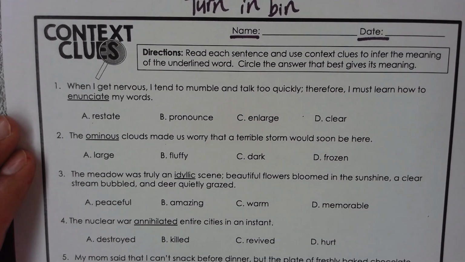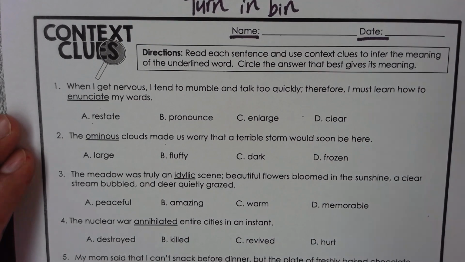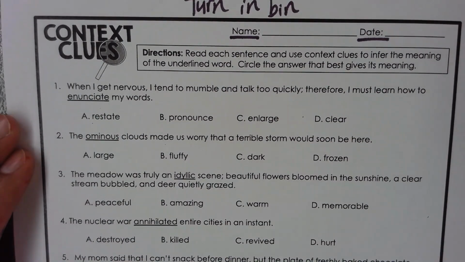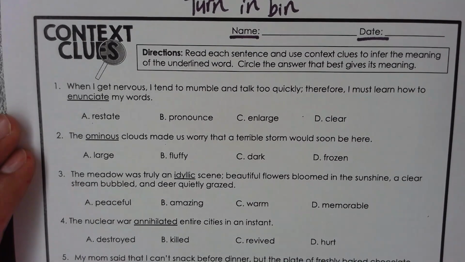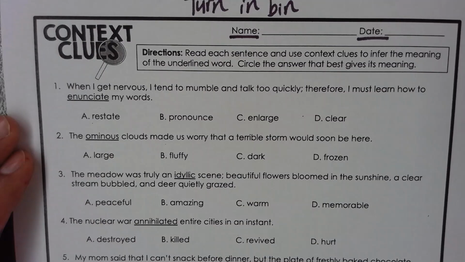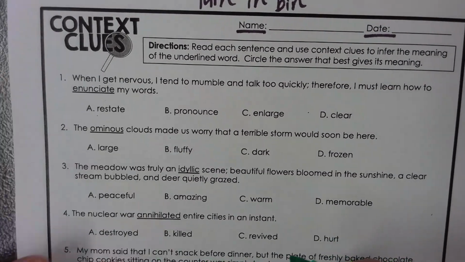Let's get started. We first have to read the sentence to see how it's used. When I get nervous, I tend to mumble and talk too quickly. Therefore, I must learn how to enunciate my words. We need to highlight our context clues.